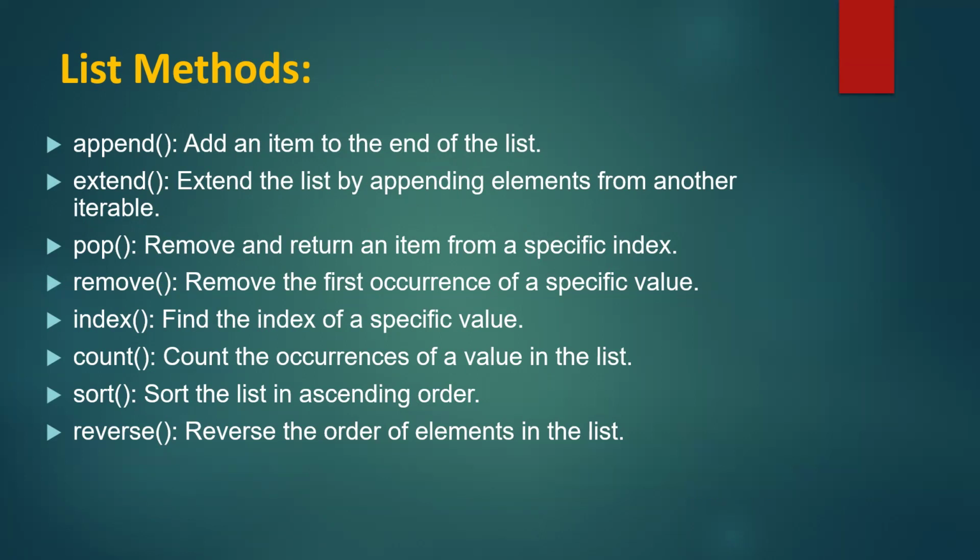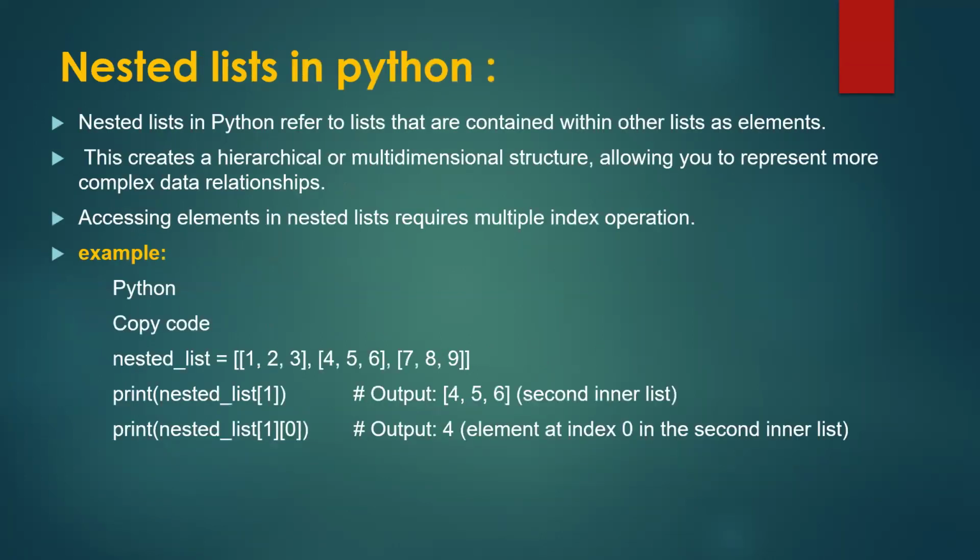And fifth one is index. It finds the index of a specific value. And sixth one is count. Count is the occurrence of the value in the list. And sort sorts the list in ascending order. The last one is reverse. Reverse reverses the order of elements in the list.